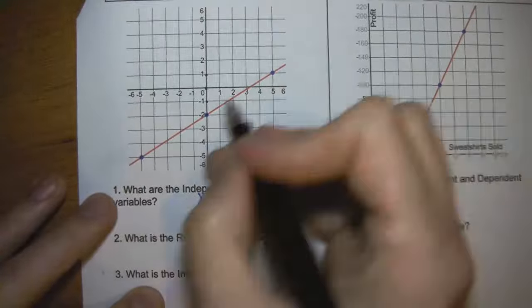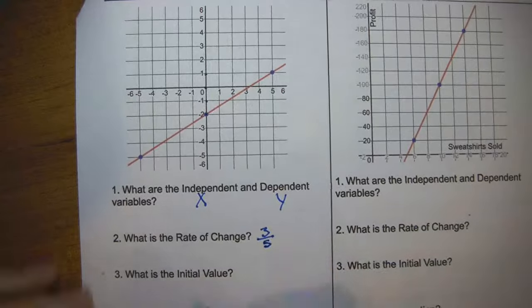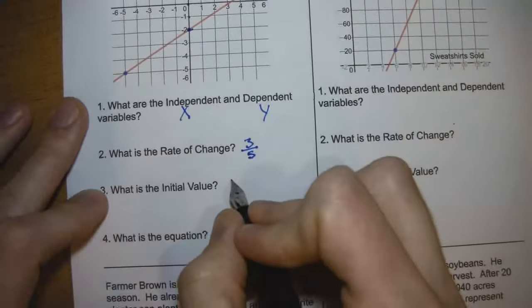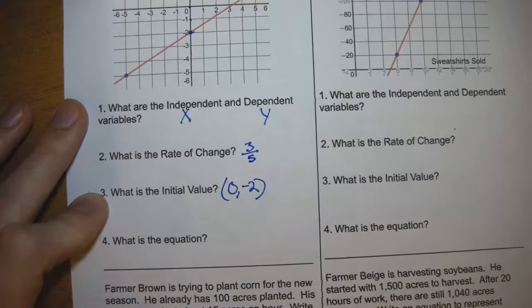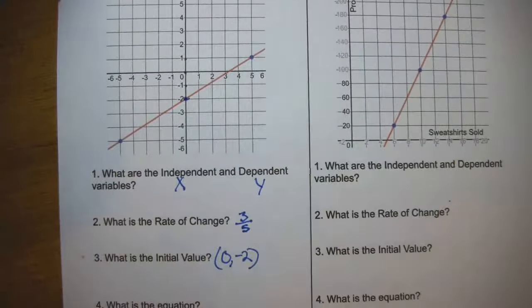Initial value. So where does it cross the y-axis? Well, again, we don't have to look at a table to read it. We don't have to calculate it. It's right there. Excellent. So in this case, our initial value is at (0, -2). And again, since we don't know what we're measuring, we're not sure what these numbers mean. And quite frankly, we don't care. That's just fine. We can still write the equation for this line.